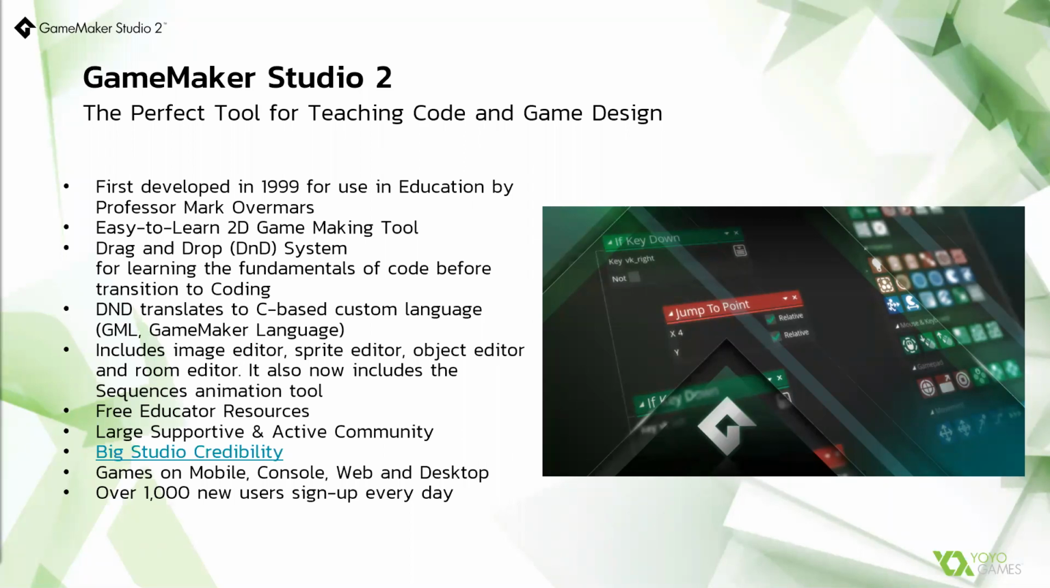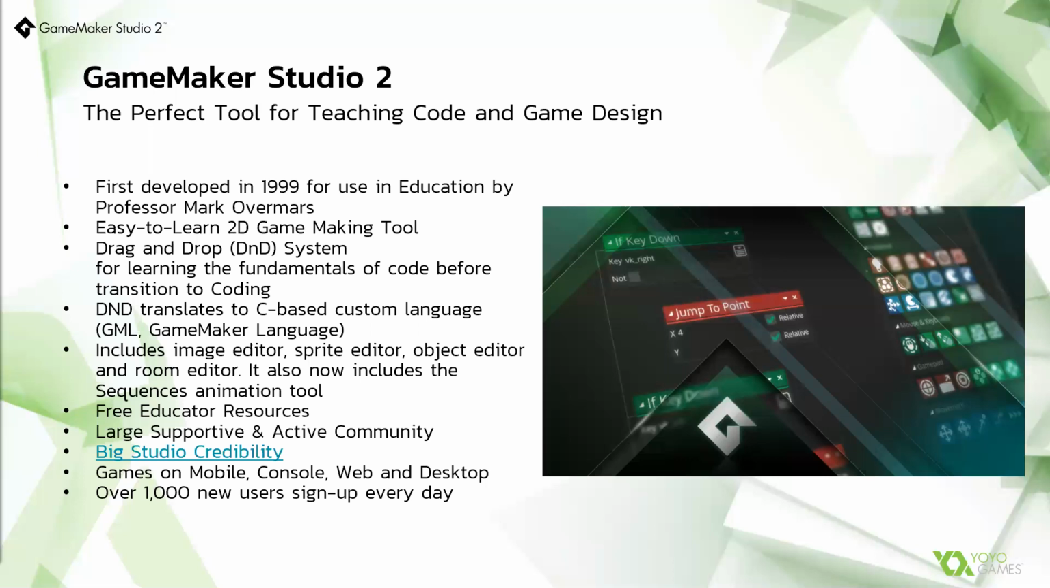It includes a number of tools that you can use to make games. As I've got listed here, there's an image editor, there's a sprite editor, which are the little characters that you have, there's an object editor and the room editor as well. And we did a big update back in August last year, where we launched our new sequences tool, which is an animation tool. So you can get things moving in GameMaker really easily now. We've got free educator resources, so these are to help you teach young people how to make games using GameMaker. We'll go into that in a little bit more detail as well.